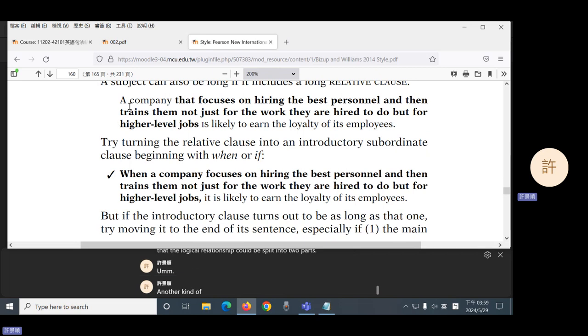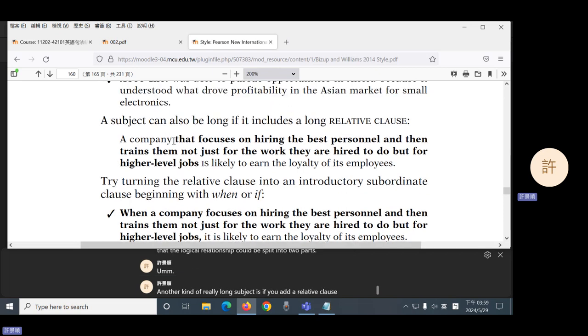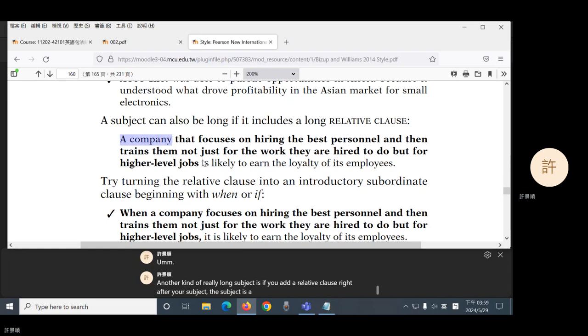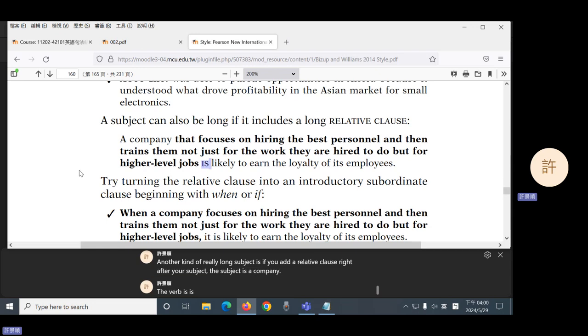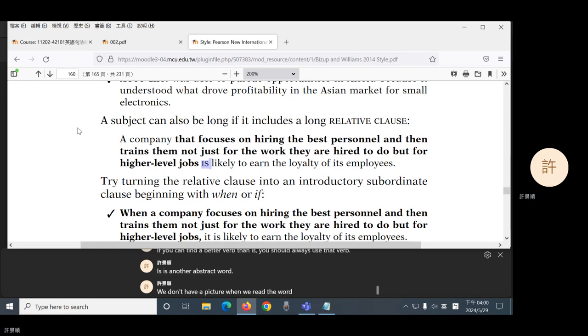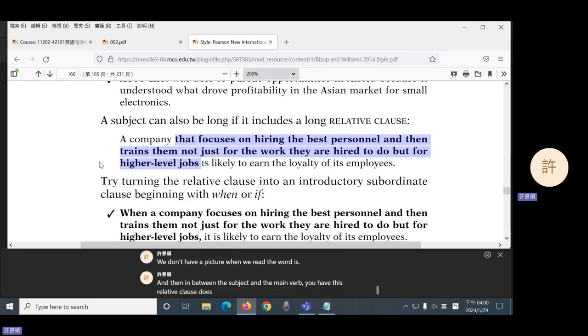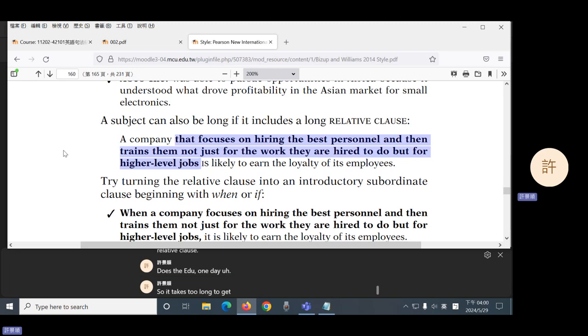Another kind of really long subject is if you add a relative clause right after your subject. The subject is a company, the verb is "is", which is a really terrible main verb. If you can find a better verb than "is", you should always use that verb. "Is" is another abstract word. We don't have a picture when we read the word "is". And then in between the subject and the main verb, you have this relative clause. This is 一句贯带. So it takes too long to get to the verb. So just like in the previous example, we can take these ideas and put them at the end of the sentence by adding back the subject.